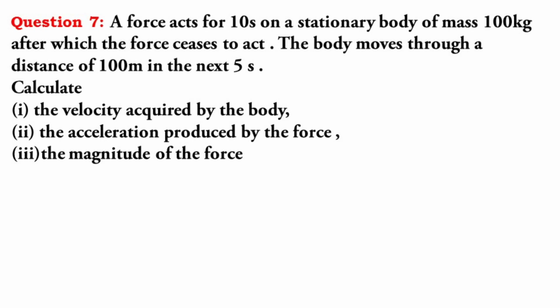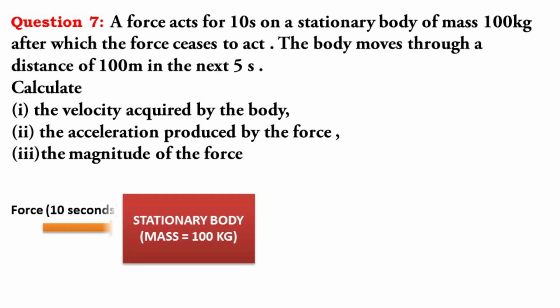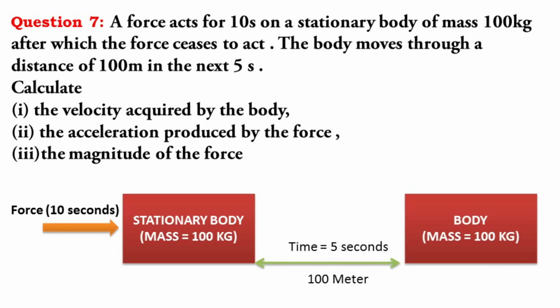Question number 7. A force acts for 10 seconds on a stationary body of mass 100 kg, after which the force ceases to act. The body moves through a distance of 100 meter in the next 5 seconds. Calculate number 1, the velocity acquired by the body, number 2, the acceleration produced by the force, and number 3, the magnitude of the force.